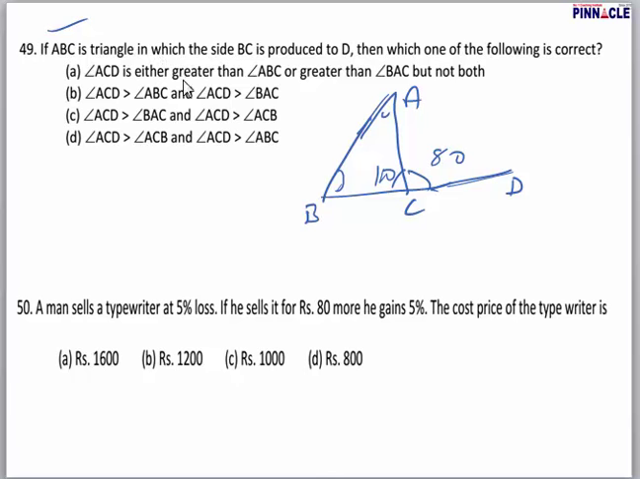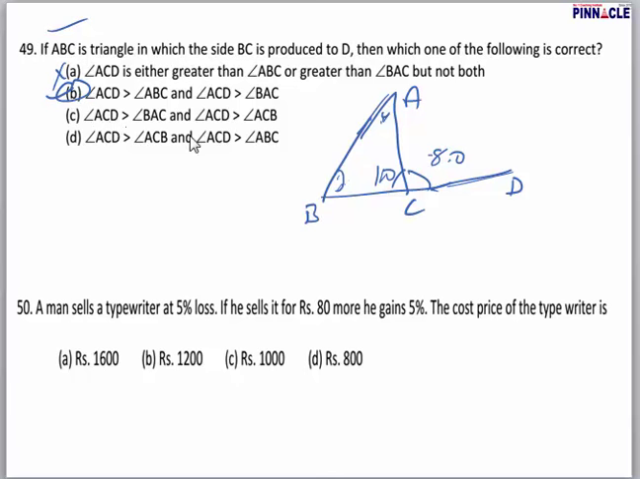If ACD is either greater than ABC, or greater than BAC, but not both. ACD can also be greater than both. So it means it is not possible. This is not 100% true. ACD always greater than ABC. If it is 80, this is 40. This is possible. And ACD is greater than BAC. This is also possible, because this is 50, then this will be 30. So this is true.